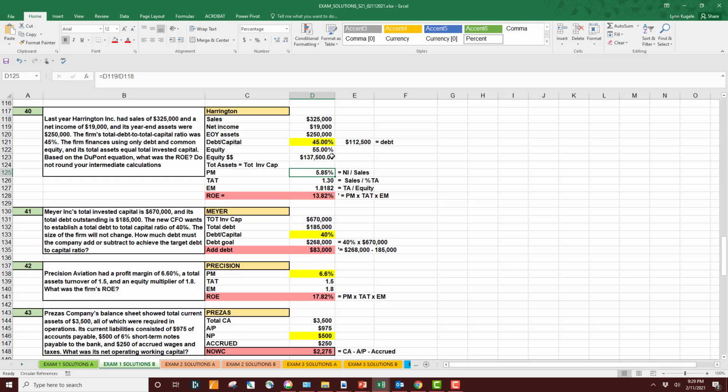Profit margin, net income divided by sales. It was given. Total asset turnover, sales divided by total assets. Equity multiplier, total assets divided by equity, multiply them together.